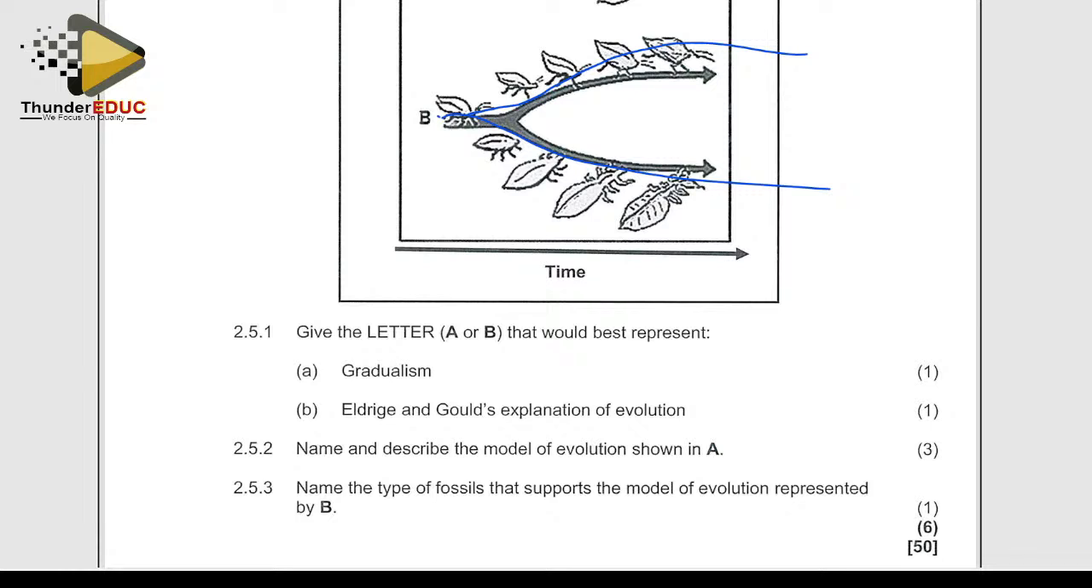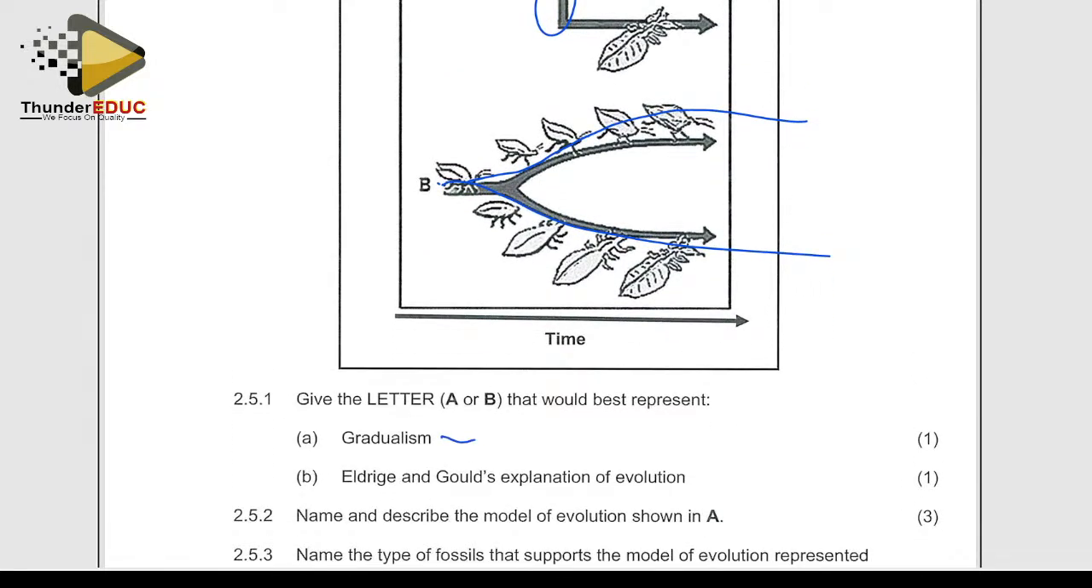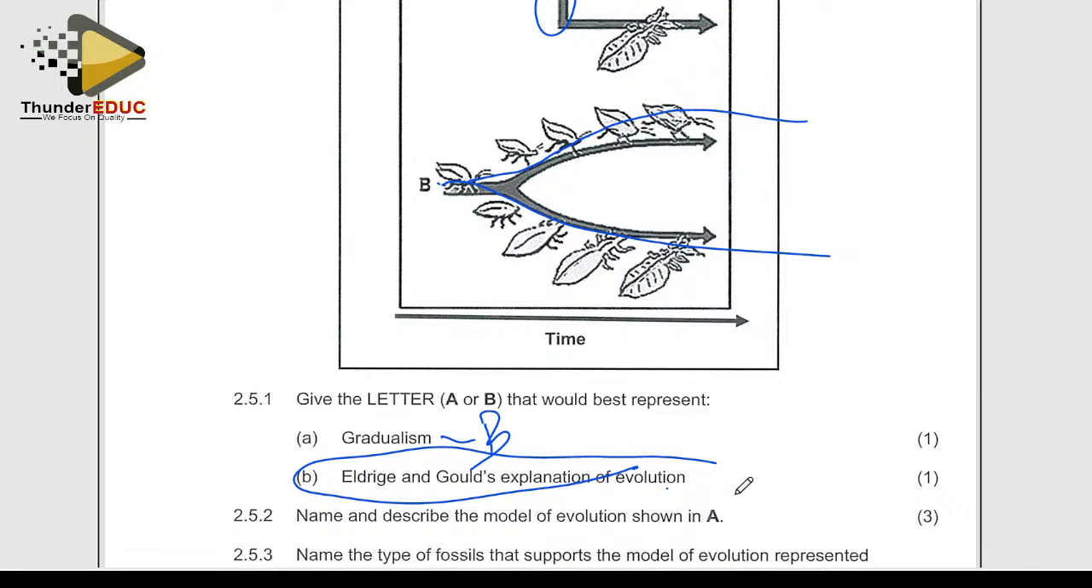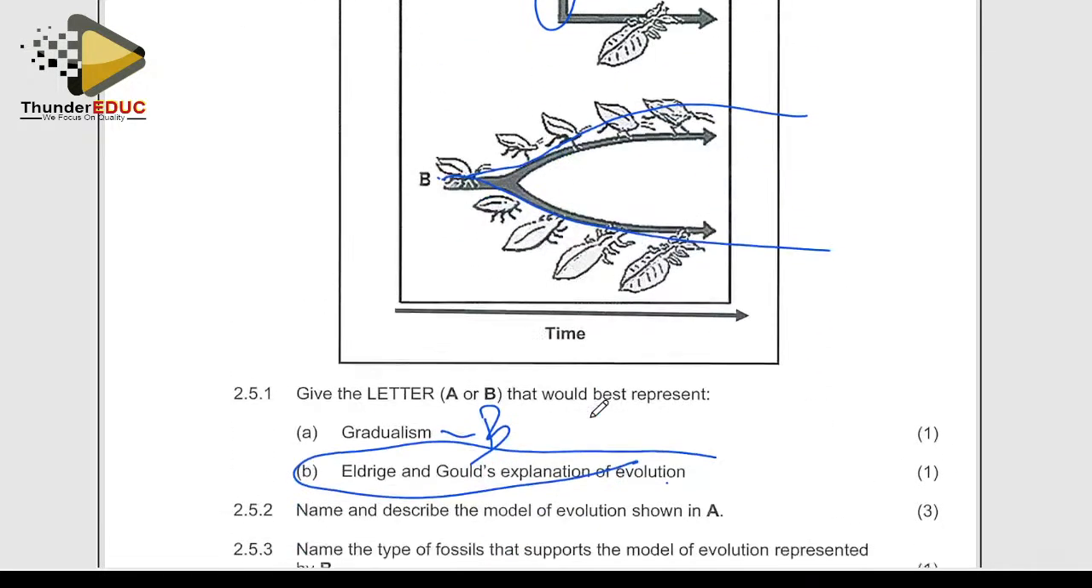Next time you won't fail it. If you got it by chance, then it's fine. And tomorrow, make sure that you're able to explain it. Give the letter A or B that best presents gradualism, obviously. So gradualism is going to be B. And then this one explains the evolution. Name the letter A or B. This is punctuated equilibrium. Yes, so it is punctuated equilibrium. So the answer becomes A.